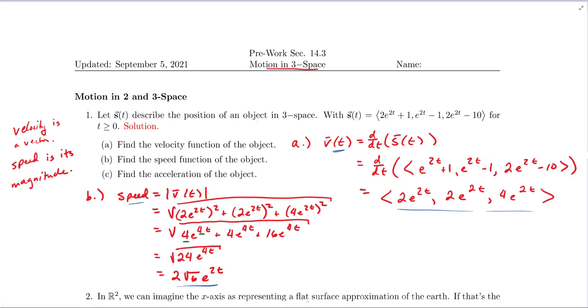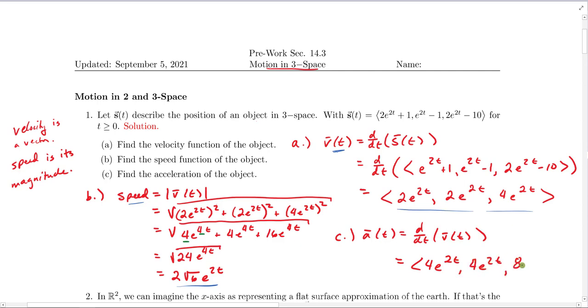The last example then is to compute the acceleration of this object. Remember, as we saw in Calc 1, the acceleration is simply defined to be the derivative of the velocity function. So that's d dt of v of t. I'll compute that component-wise here as 4e to the 2t, comma 4e to the 2t, comma 8e to the 2t. And there's my acceleration vector function.